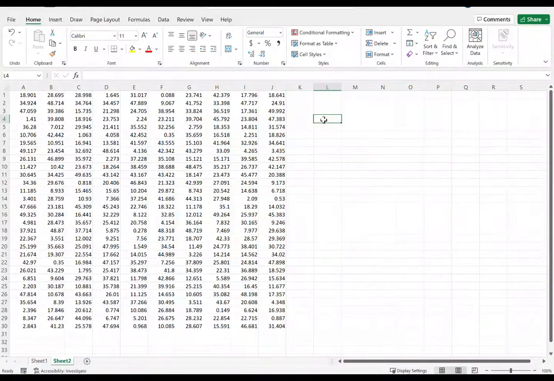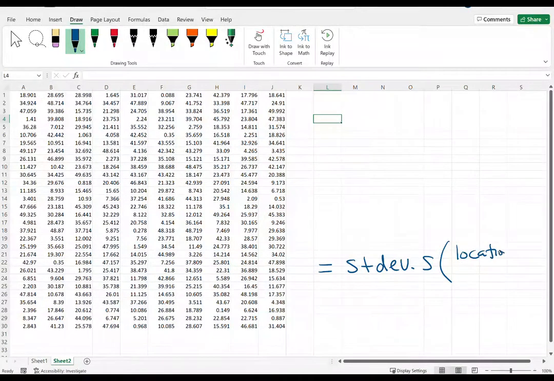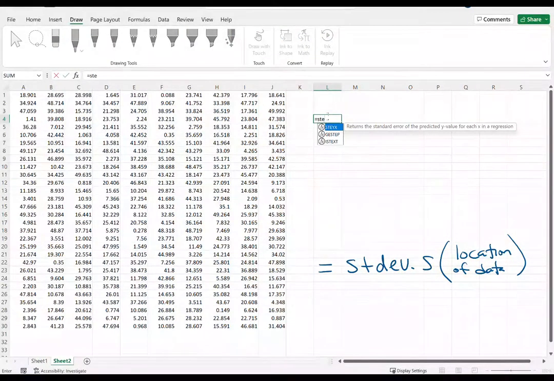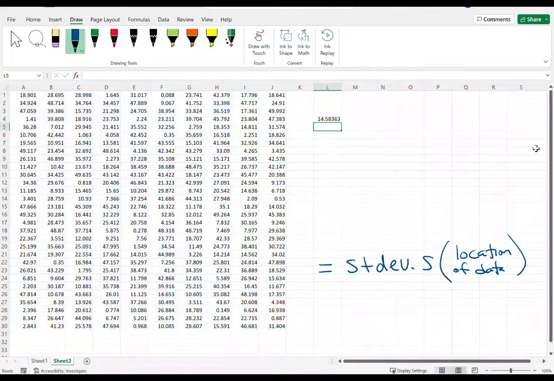Whereas on Excel, let me go through the steps one more time. stdev.s parentheses, location of data. Okay, so if we want the standard deviation of this data set, equal stdev.s parentheses, I'm going to use the mouse to just highlight the locations. It's A1 to J30, enter. All right, and that's it.